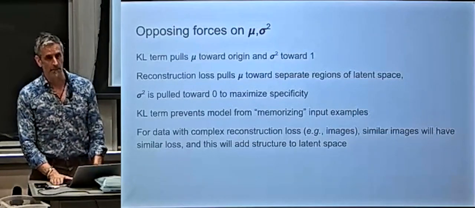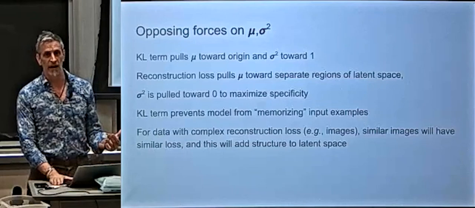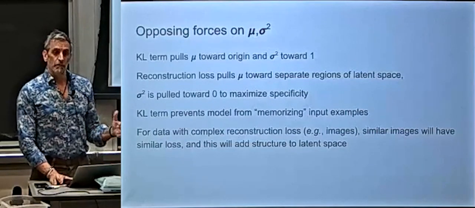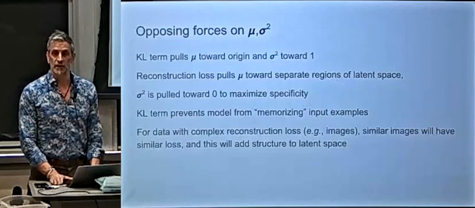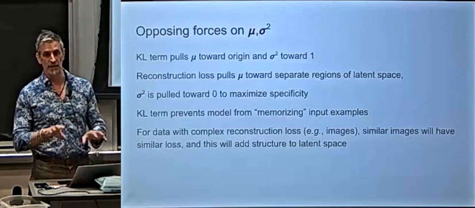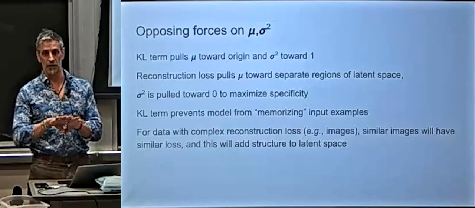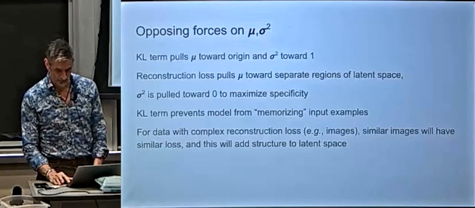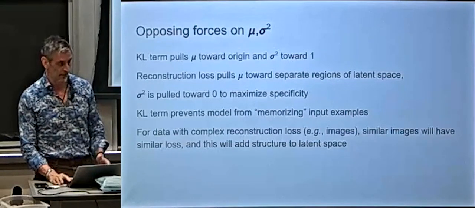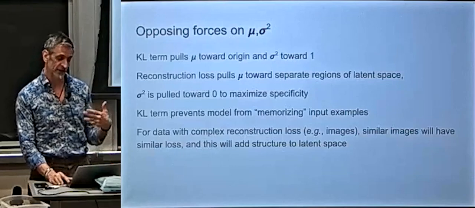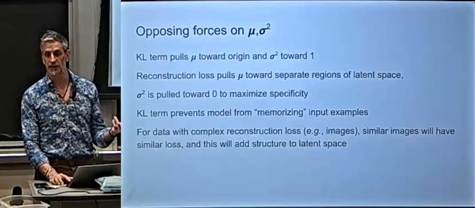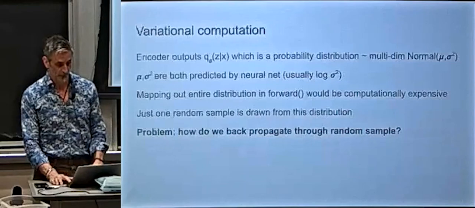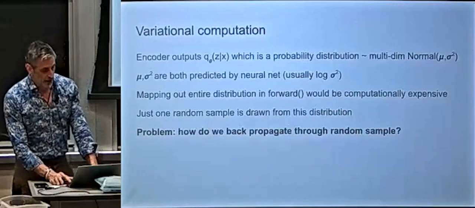Okay, and this has an effect. So our variational autoencoder may end up making images a little more blurry, and merging similar images together. But the good side effect of it is that it's really going to add a lot of structure to this latent space.